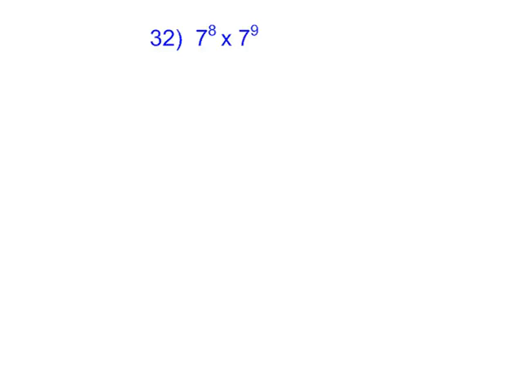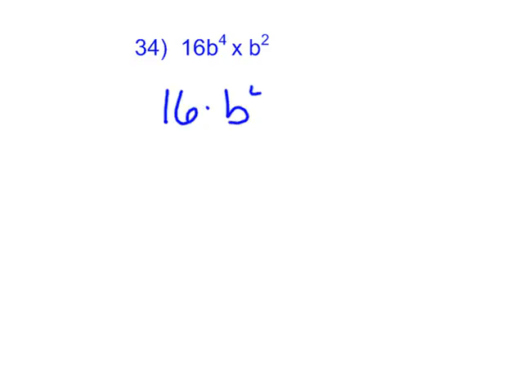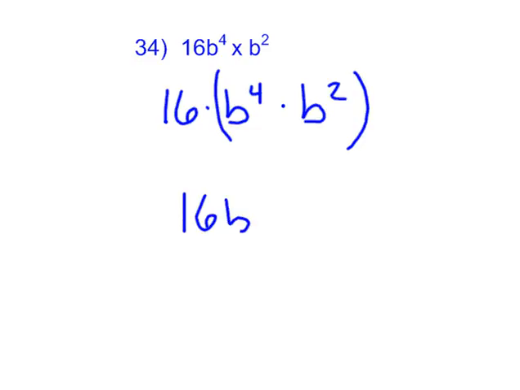Number 32 is 7 to the 8th times 7 to the 9th. This is going to be 7 to the 17th power. For 34, we want to break this apart just a little bit so that we understand that it's 16 times b to the 4th times b squared. Now these two, obviously, we can combine. And so this is going to be 16 times b to the 6th power.